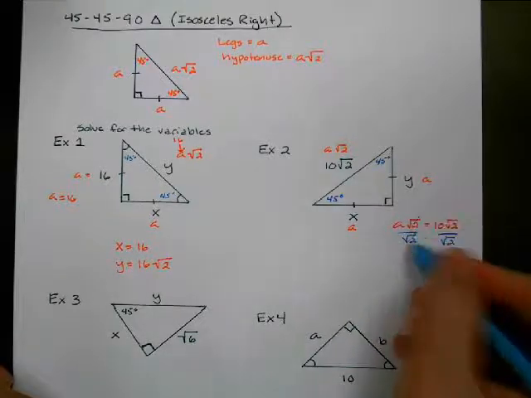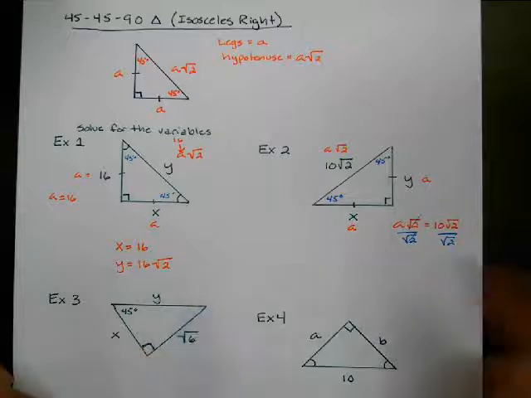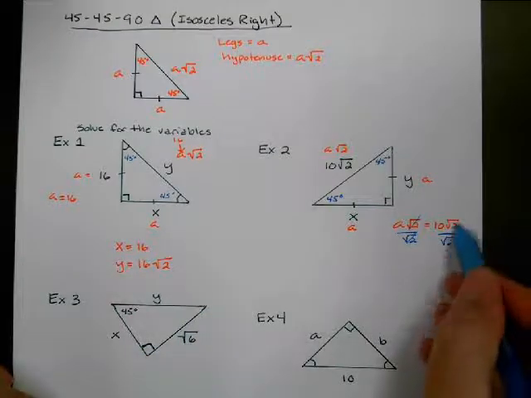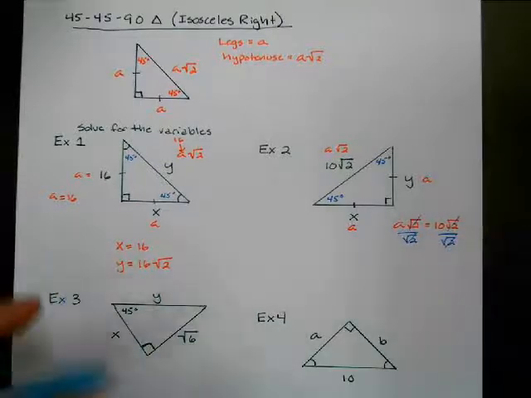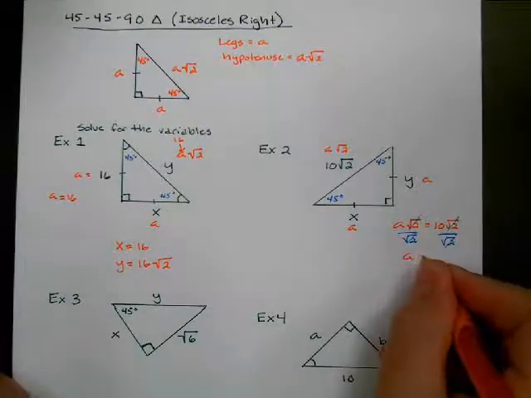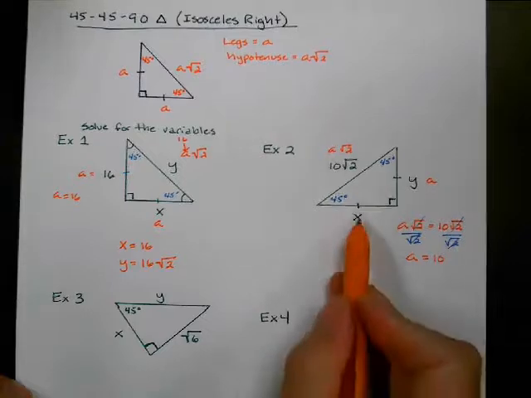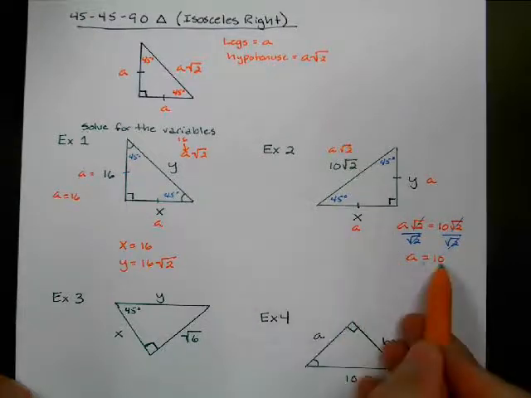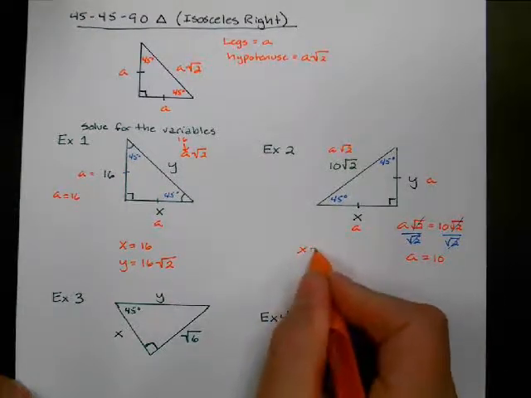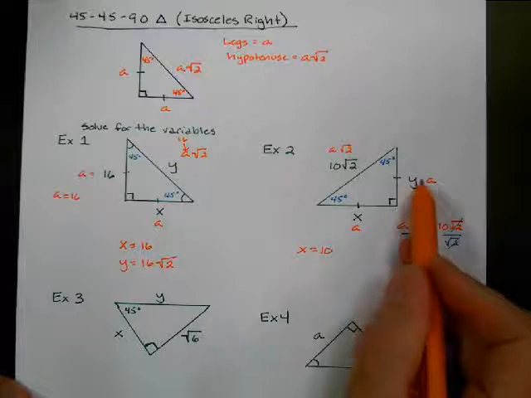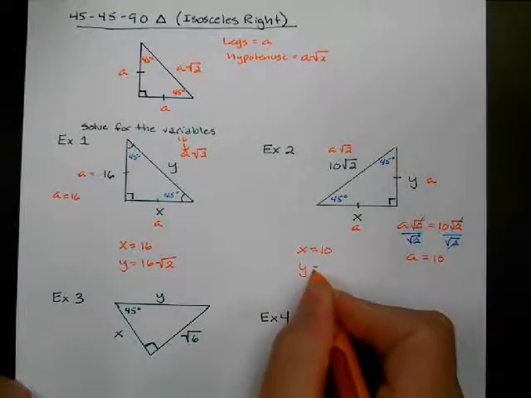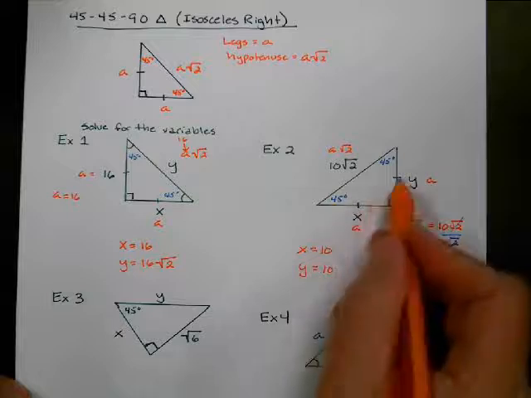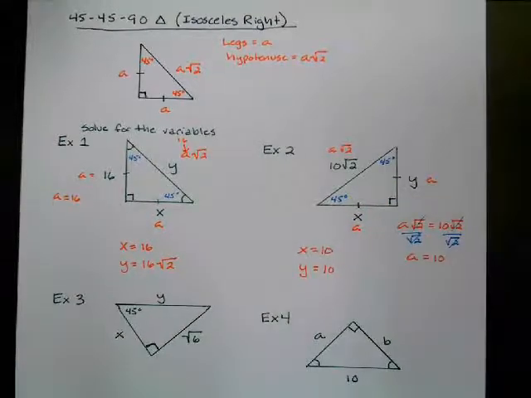these two radicals reduce each other. And we can reduce radicals with radicals. We found that out when we were simplifying radicals, so that reduces with that one. And we find out that a is equal to 10. So what's x? x is a, and a is 10. So x is equal to 10. What's y? Well, y is a, and a is equal to 10. So y is 10. And that makes sense because we already knew those two legs were the same length.